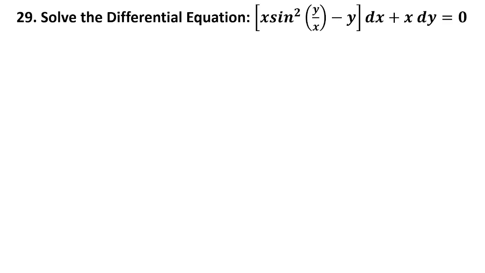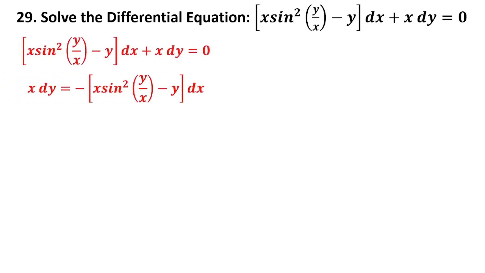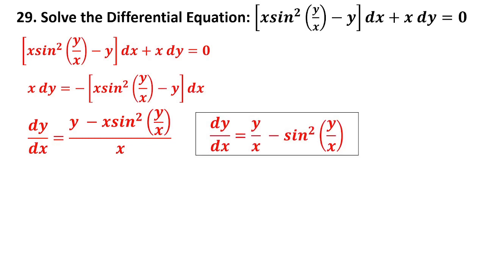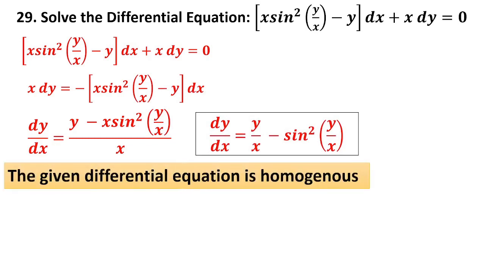Question number 29. Solve the differential equation. By seeing it itself, you are seeing that this is a homogeneous differential equation. I am writing what dy by dx is. It is y by x minus sin square of y by x.